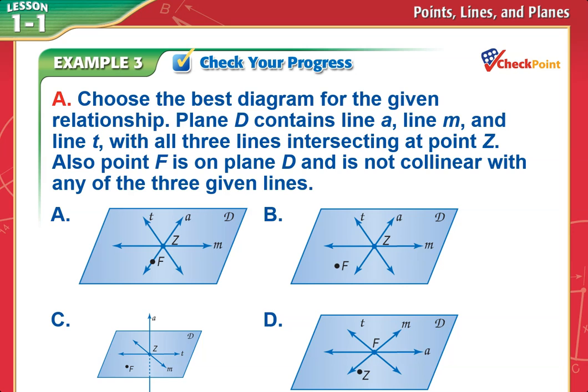Checking your progress. Choose the best diagram for the given relationship. Plane D contains line A, line M, and line T, with all three lines intersecting at point Z. Also, point F is on plane D and is not collinear with any of the three given lines. You are right, it's answer B.